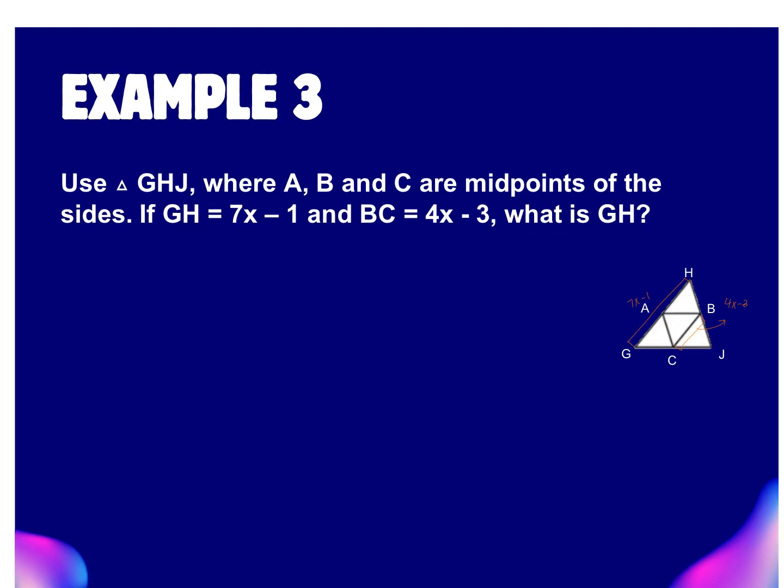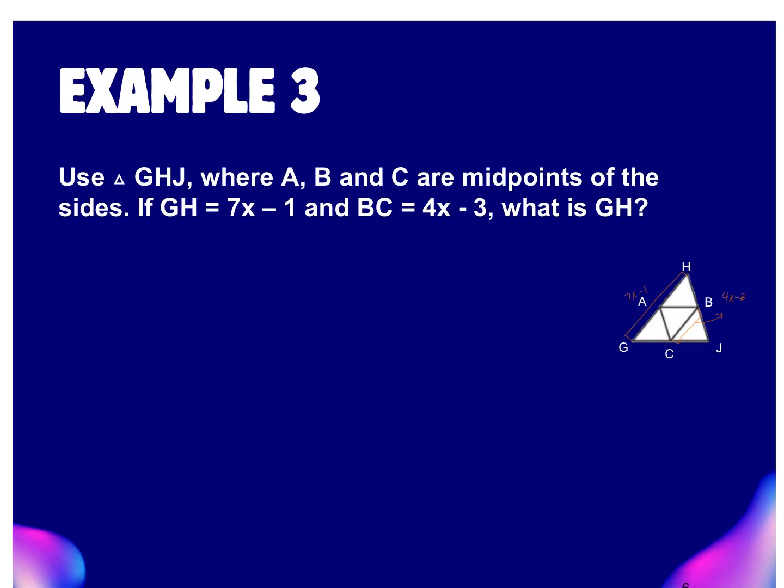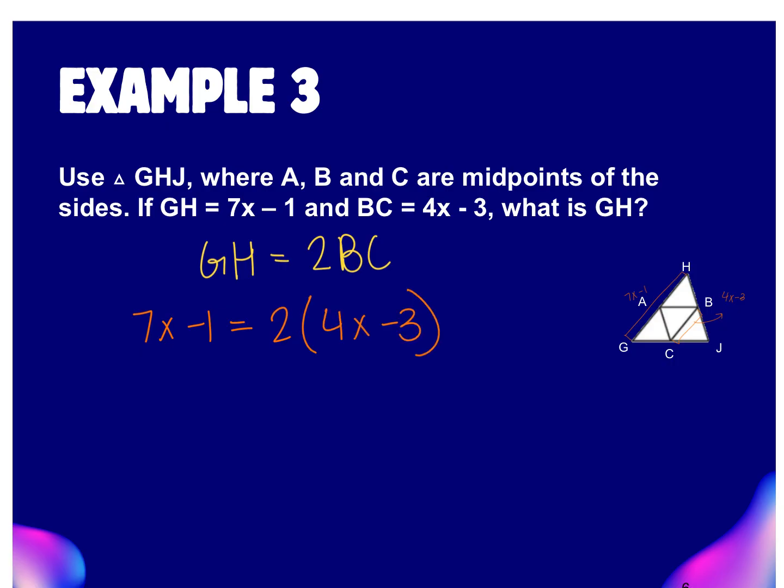What do I know, Tristan? 2 times 4x minus 3 equals 7x minus 1. Good. So this is what I know for a fact. GH equals double BC. So that's how I'm setting it up. I'm going to have 7x minus 1 equals 2 times 4x minus 3. And keep in mind, I'm solving for GH. So go ahead and solve it on your own, please. I'll give you like a minute.